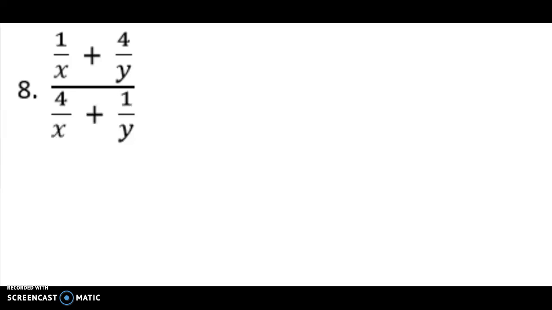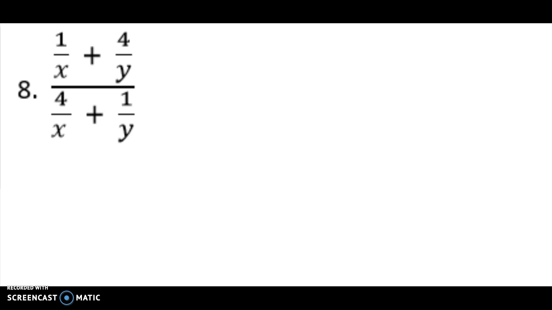All right, questions 8 and 9 ask you to simplify the complex fraction. Now remember that a complex fraction means that you have a fraction with another fraction in either the numerator, the denominator, or both. And if you look at questions 8 and 9, you'll see that there's extra fractions in both the numerators and the denominators. So these questions are going to be rather tricky.